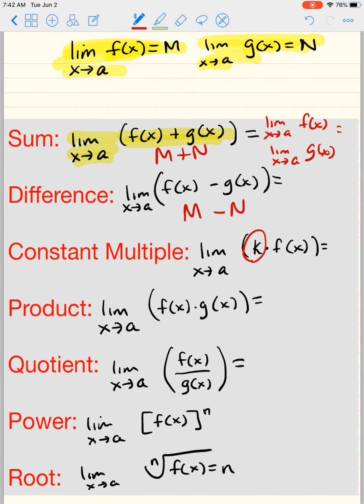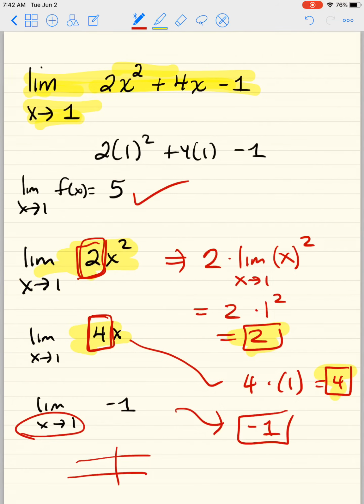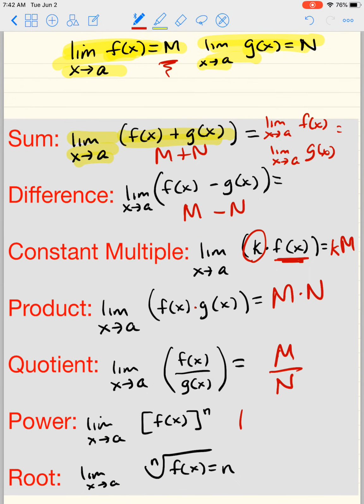Well, the limit as x approaches a of f of x is m. So this is k times m. This is a product. So all you're going to do is m times n. Quotient, m divided by n. Okay? This is the power. I did it here. X squared. Same exact thing. This is m to the n. And this is the root. Okay?